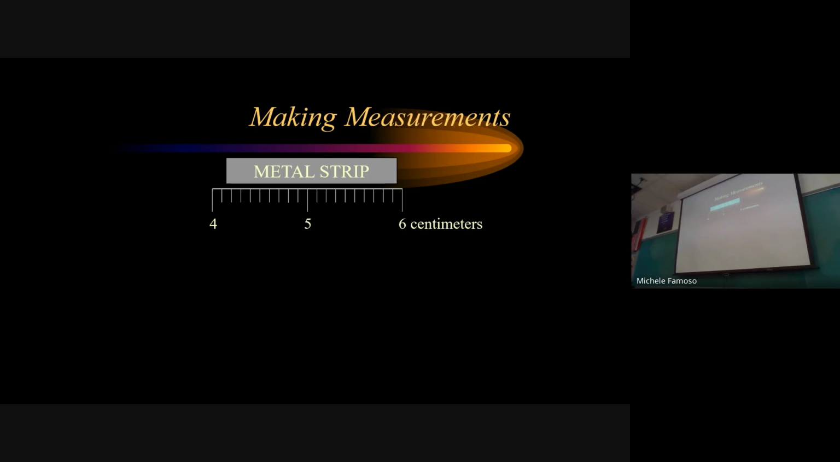Now, to come up with the length, we're going to subtract. This is still centimeters. 4 minus 3 is 1. 9 minus 1 is 8. 5 minus 4 is 1. So the length of that strip, we would say, is 1.81 centimeters. Okay? Questions? All right, let's practice.